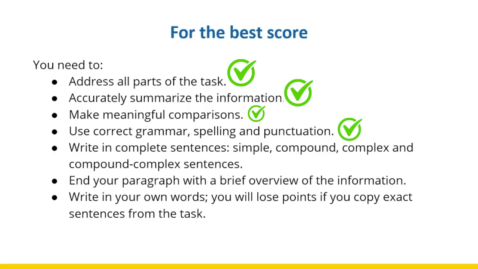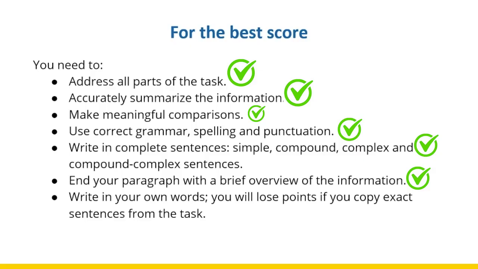Also, use correct grammar, spelling, and punctuation, and write complete sentences. As you remember, probably from your grammar class, we have four different types of sentences: simple, compound, complex, and compound-complex sentences. In order to get a better score, you have to make sure you have at least one of each. And try to end your paragraph with a brief overview of the information. So for example, if you have only one or two body paragraphs, try to end them with a brief overview of what you're presenting in that body paragraph.